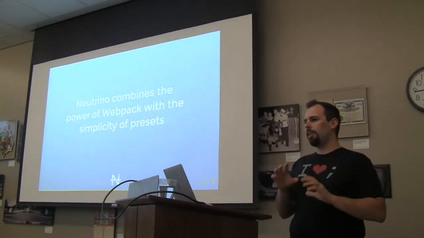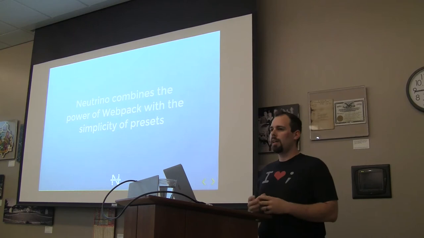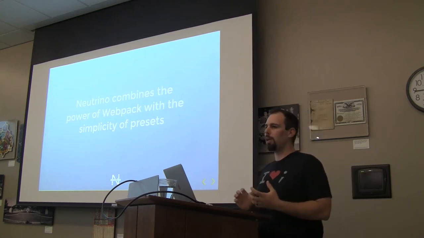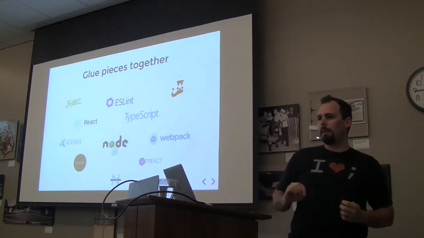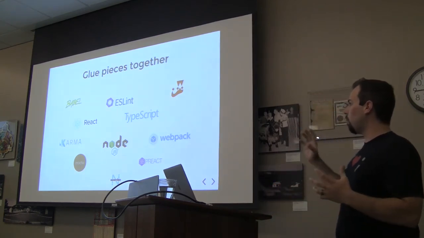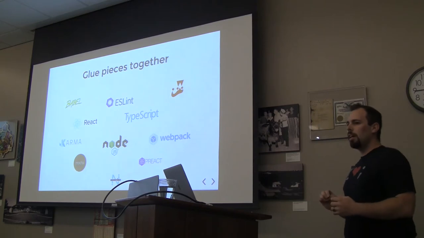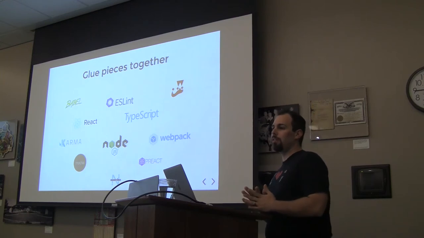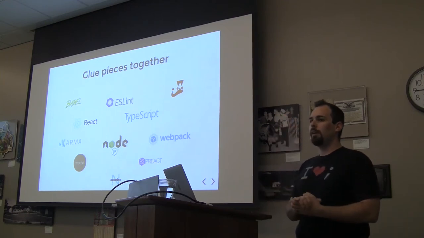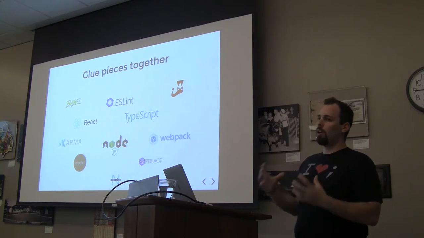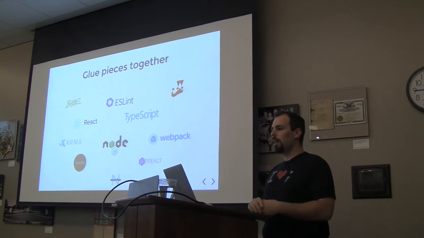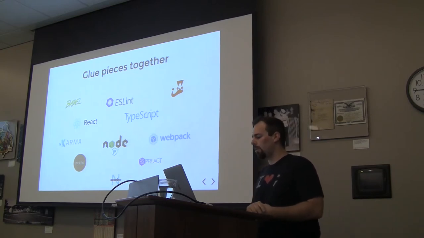So Neutrino is this piece that sits in between Webpack and your app. And it combines the power of Webpack, and it simplifies the configuration into these little chunks that we call presets and middleware. So when you're setting up a new project, you often want to glue together all of these different pieces. And Webpack is really low level. It lets you do all of these things, but you have to spend quite a bit of time if you want to implement all of these different things and do it in a way that works well. It's either that or copy it from someone else that's done it, and we know that just copy-pasting isn't going to work well for long term.